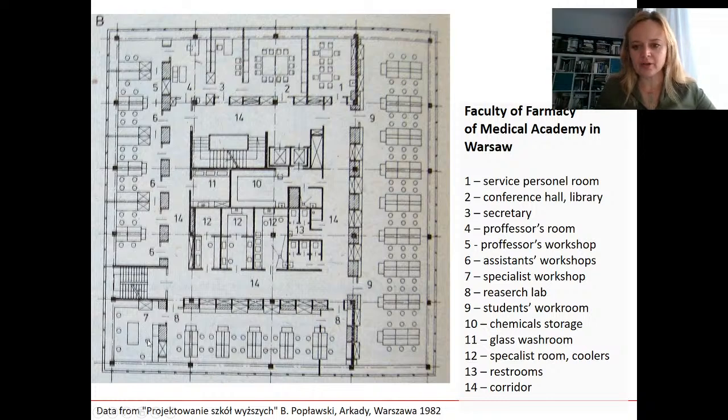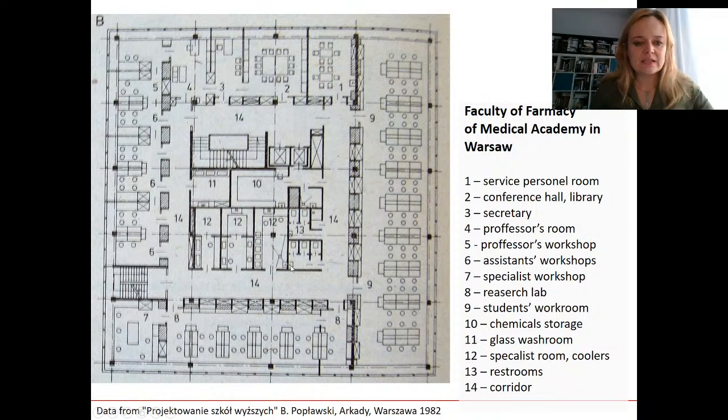The areas for some special research and research labs. Then we have a large students' working room, so the space that is adjusted for students to study according to the professor's guidelines. And in the middle, we have all the storages which should not be accessible for unlicensed staff or for students, for example. So the chemical laboratories, the chemical storage, the glass storages, the rooms for special examinations, the coolers, and so on.